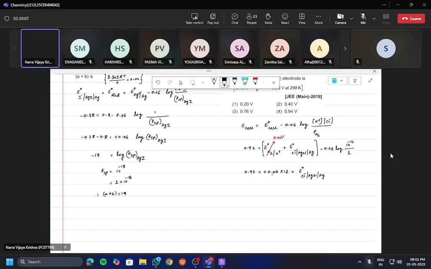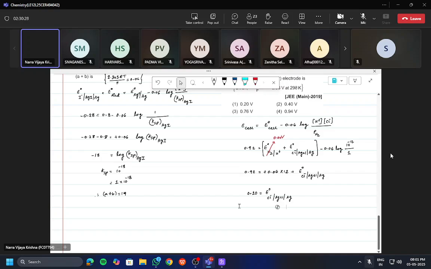12 times 6 is 72, so this becomes 0.72. 0.72 comes to this side. So the total value becomes 0.20, which is equal to E naught of Cl minus AgCl Ag. Correct?